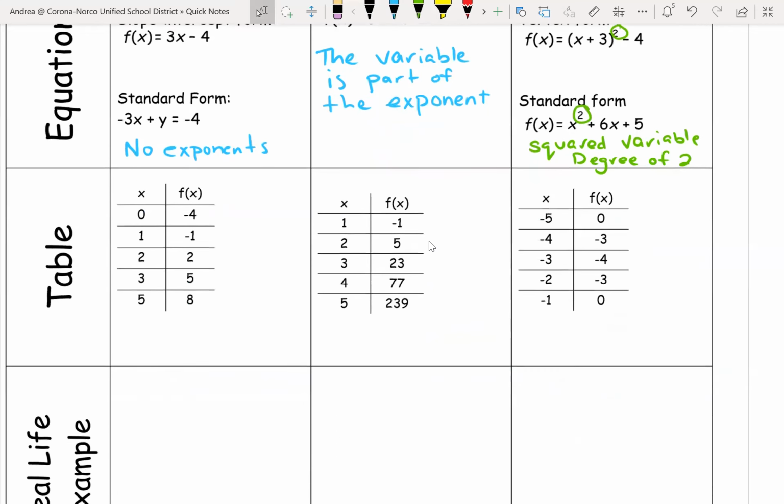Okay, now the table. The table is going to be a little more complicated because you need to find that first difference. So we're going to do that. Between here and here, you're going to take -1 and subtract -4, which gives me a +3. So to get from -4 to -1, I had to add 3. You can do the same thing here. So 2 minus -1, I have to add 3.